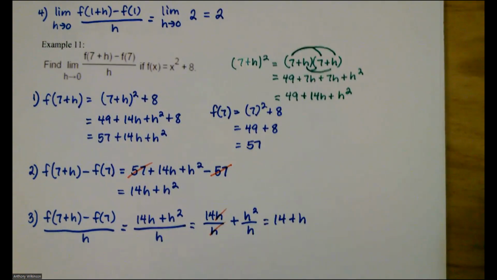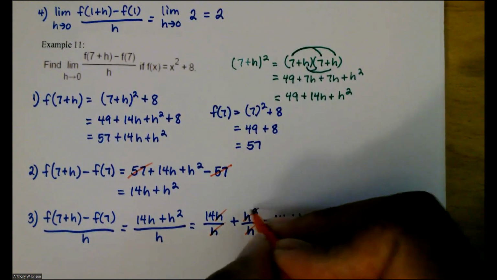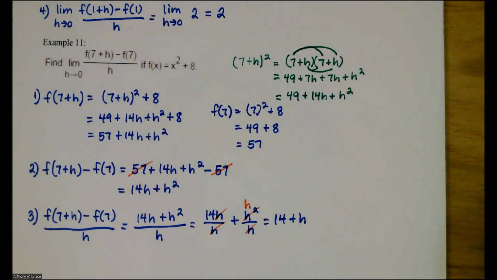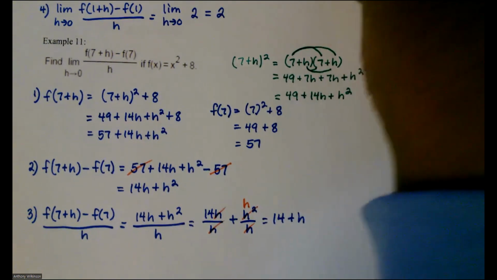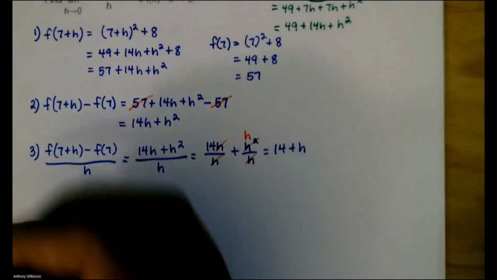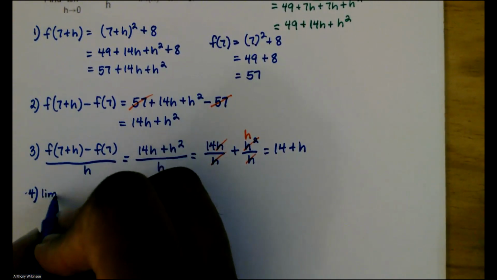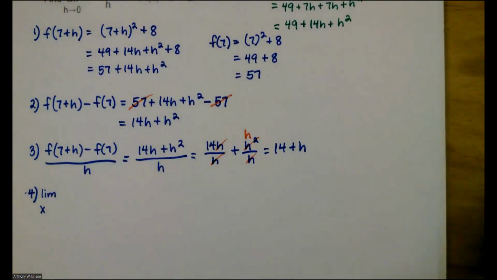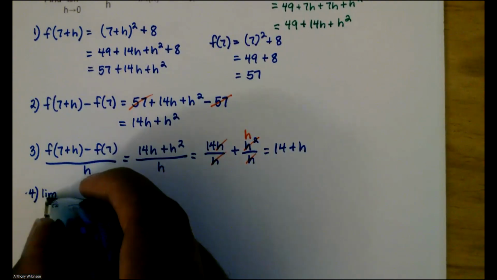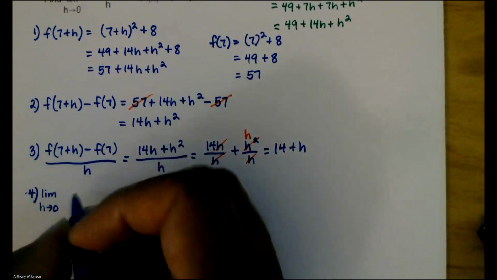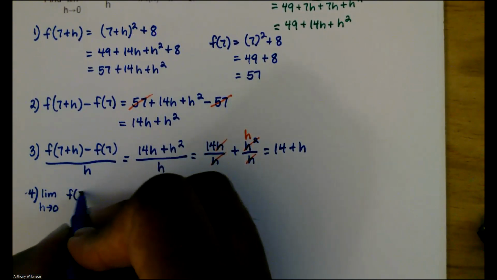So this is just 14 plus h. As you can see here, this h divides out with an h and h squared, leaving me with an h in the numerator. So it'll be 14 plus h. And then number 4 is to take the limit. So it's a limit as h approaches 0 of this.